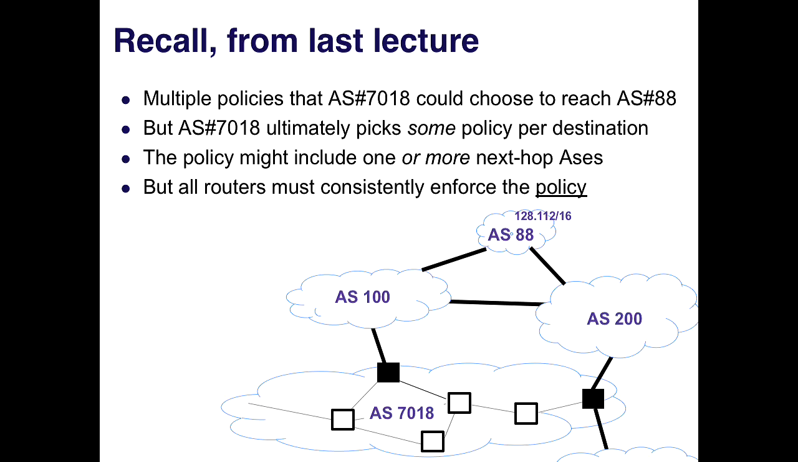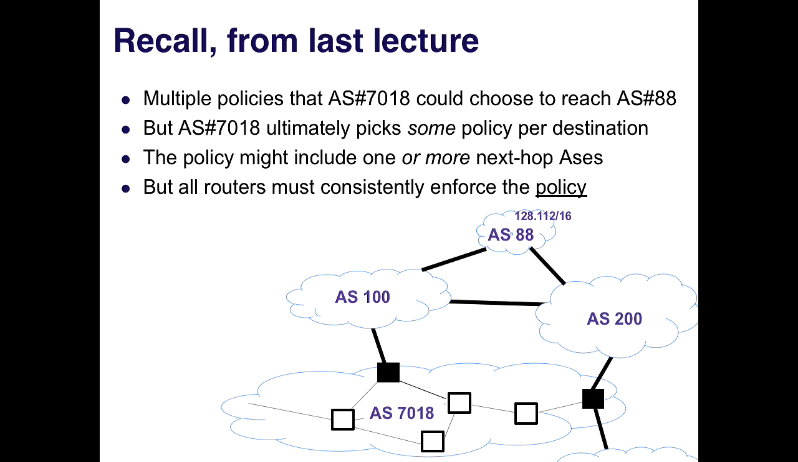Yes, so the AS as an entity, as one logical entity, picks one policy. That policy yields some number of next hop ASs. Routers don't pick policy, it's the operator of the network, but they do enforce the policy. They implement the policy. And that implementation is distributed. So how can the router itself pick a different next hop?